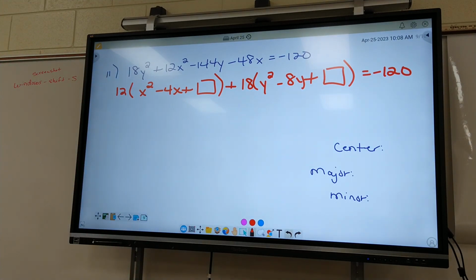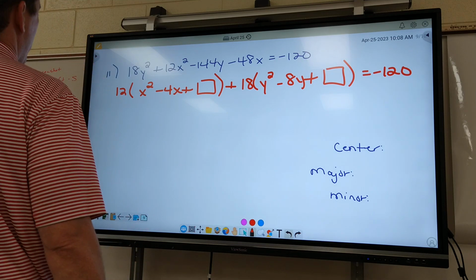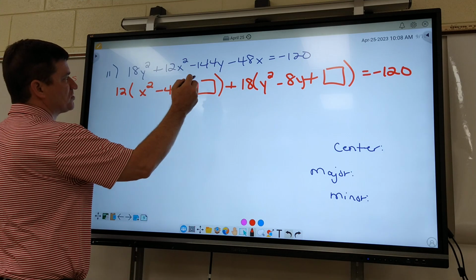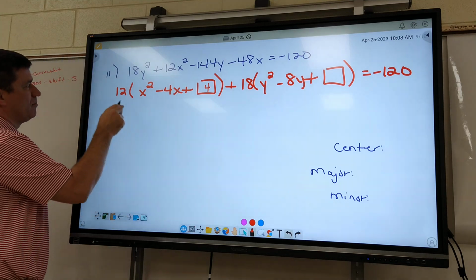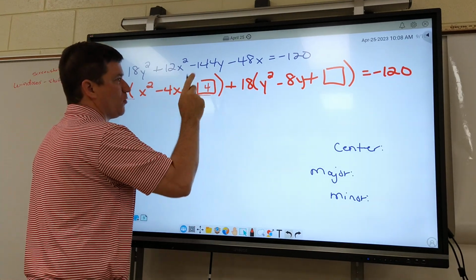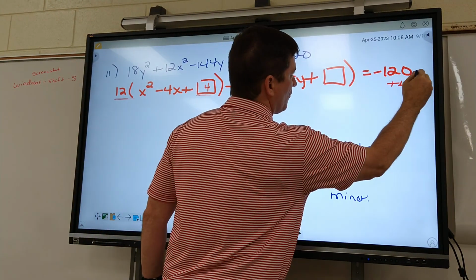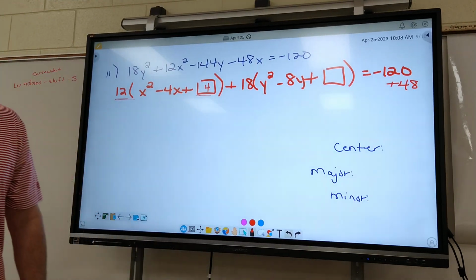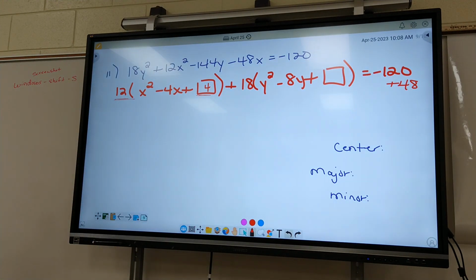All right, so now we're going to fill in the box. Get your box. Fill that box in. Right there. So half of 4 is 2, squared is 4. Now don't forget this step. 12 times 4 is 48, so we need a plus 48 over here as well. Whatever you add to one side, you got to add to the other.